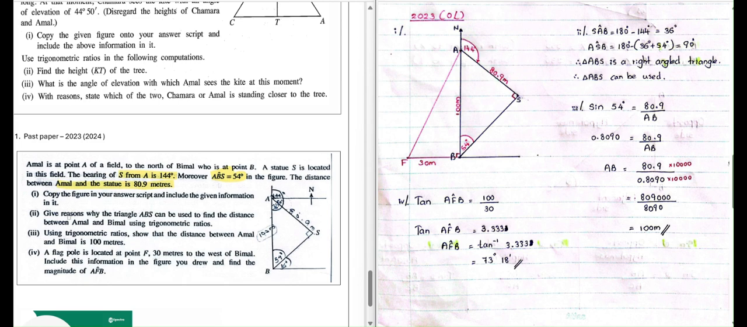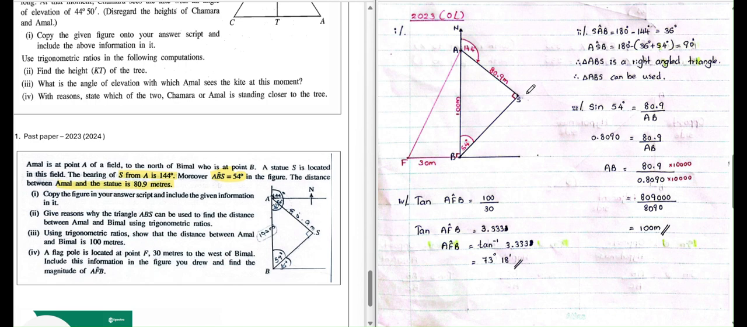Then Roman number 2: give reasons why the triangle ABS can be used to find the distance between Amal and Bimal using trigonometric ratios. ABS means this triangle. Now we have to show why we can use this ABS triangle to find those things using sine, cos, tan ratios. Trigonometric ratios means sine, cos, tan ratios. Now, how can we use that in this triangle? They're asking why.